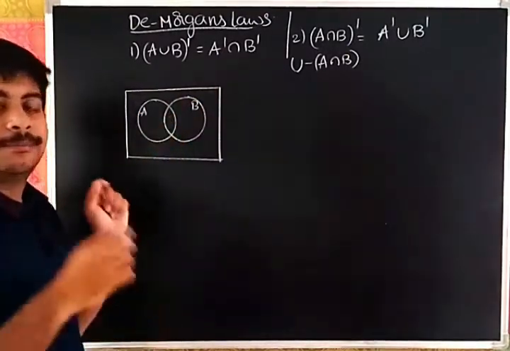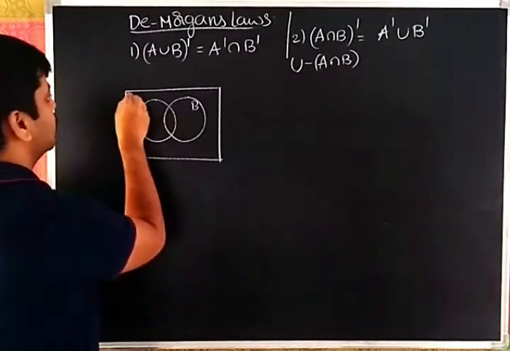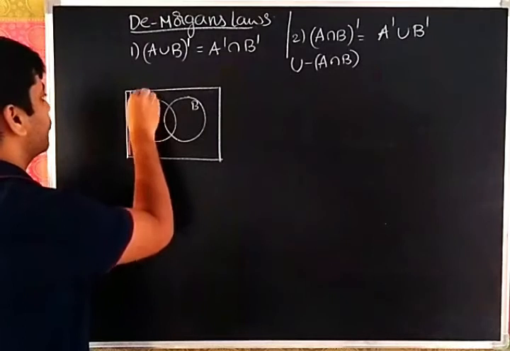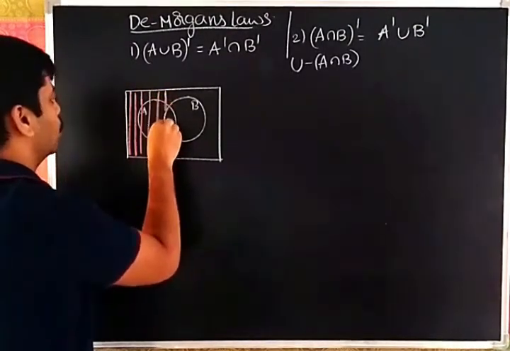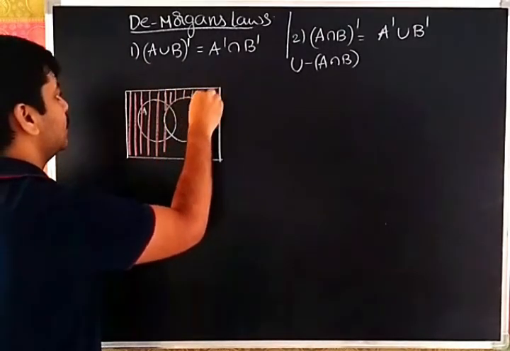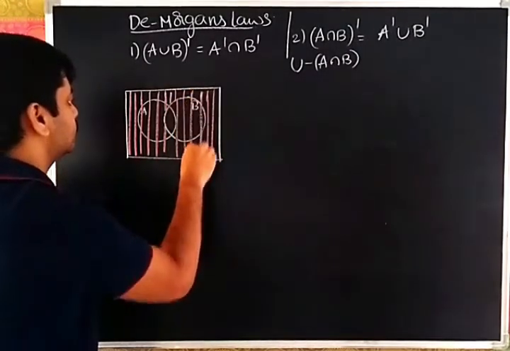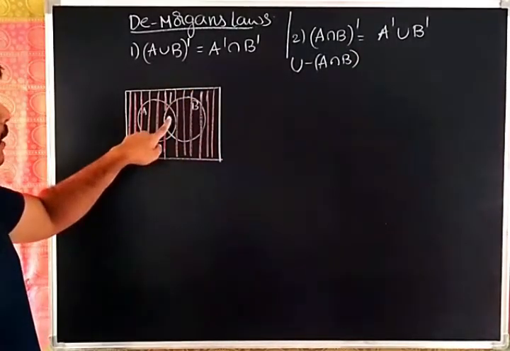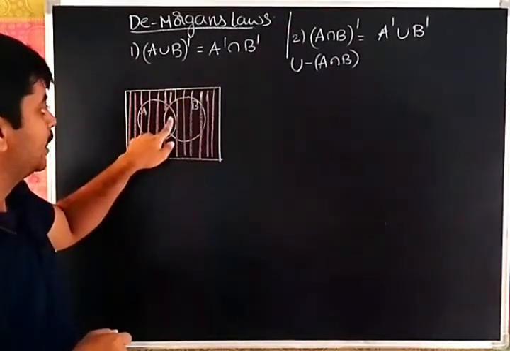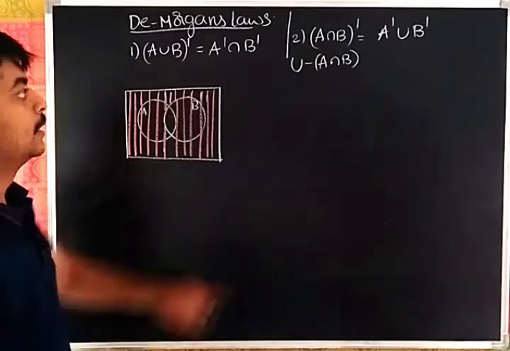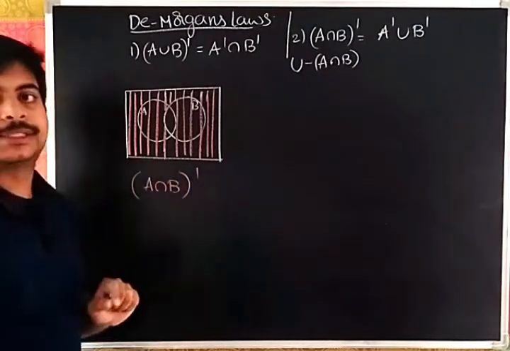So I need to shade the complete box without this common region. Even A can be included, but only the common region between A and B should not be included. Only this region should not be included, rest all should be included. So this region I am not shading it, observe it properly. So this is A intersection B whole complement.